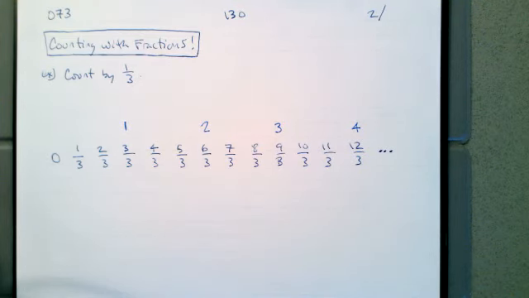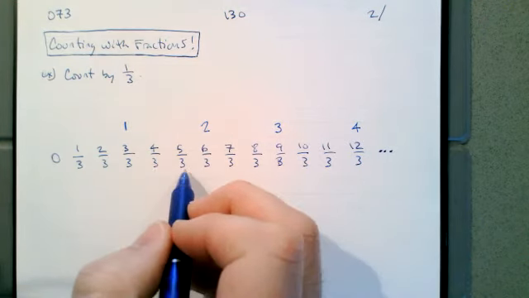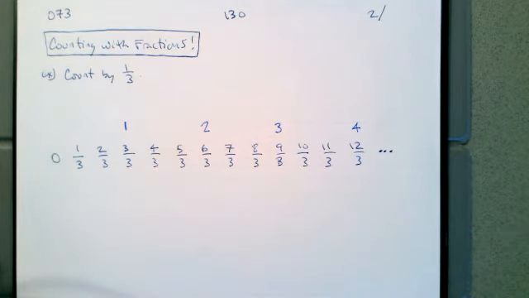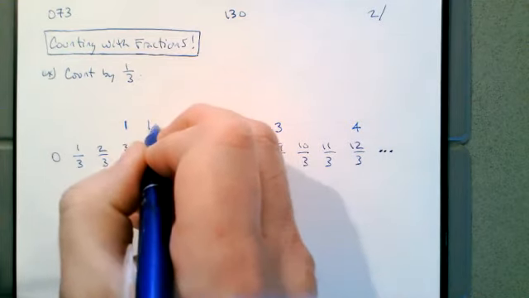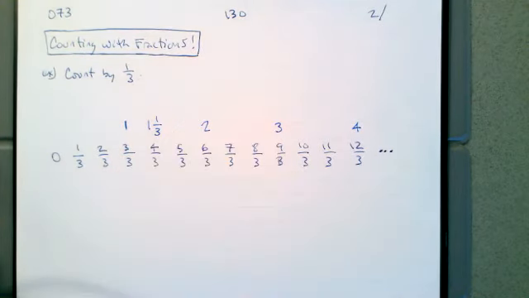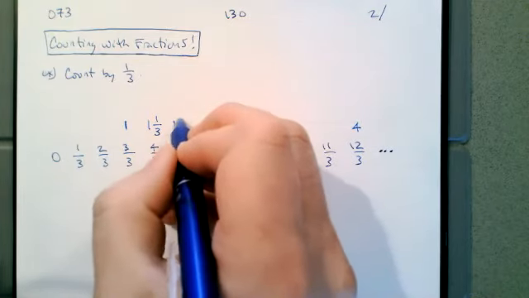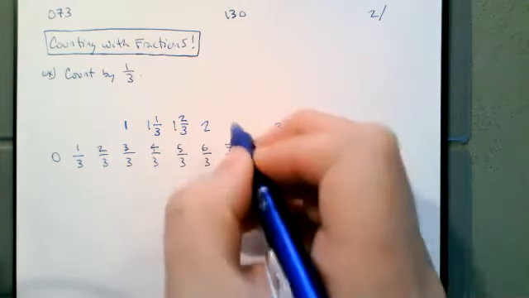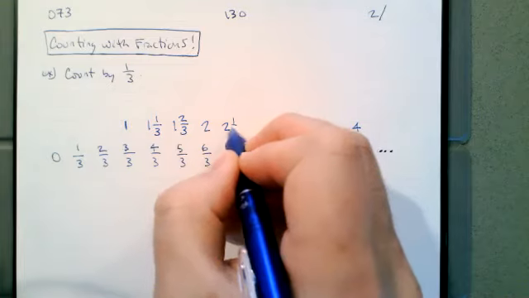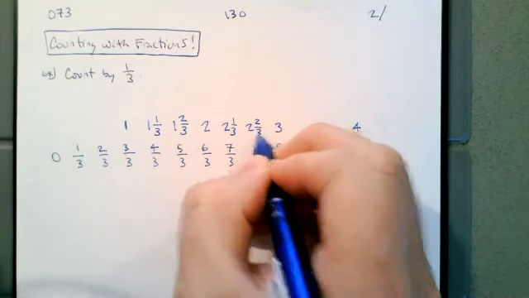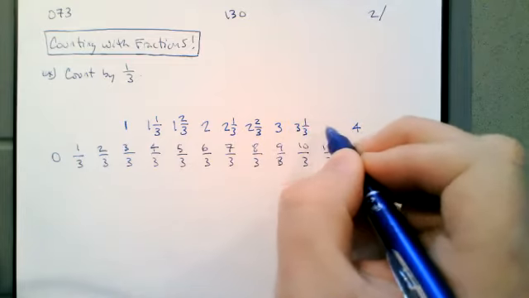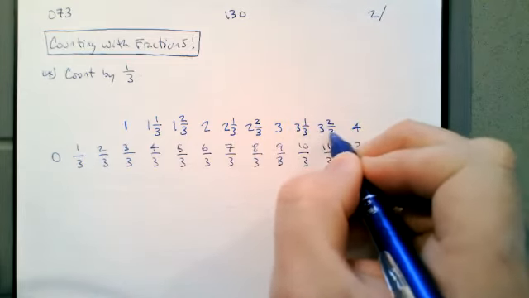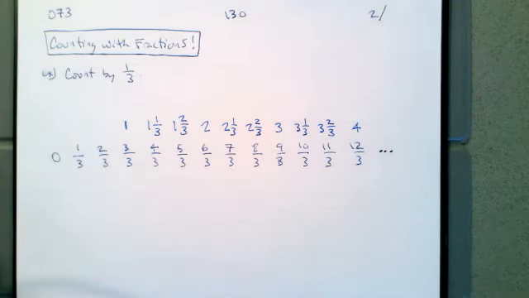In between, we can convert our improper fractions to mixed numbers. So 4/3, 3 of the thirds is 1, and 1 of the thirds is a third. 5/3 is a 1 and 2 more thirds. 7/3 is 2 and a third. 8/3 is 2 and 2/3. 9/3 is 3, so 10/3 is 3 and 1 more third. And 11/3 is 3 and 2/3 before we get to 12/3, which is 4.